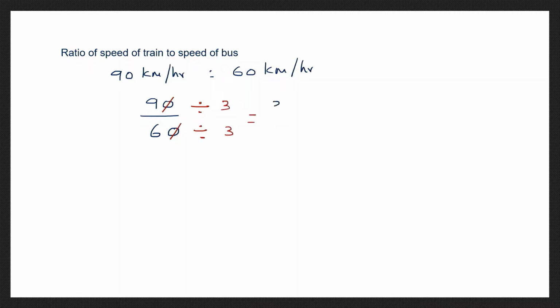3 3s are 9 and 3 2s are 6. So the ratio of speed of train to speed of bus is 3:2. So our final answer is this, 3:2.